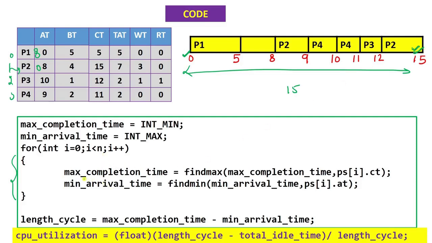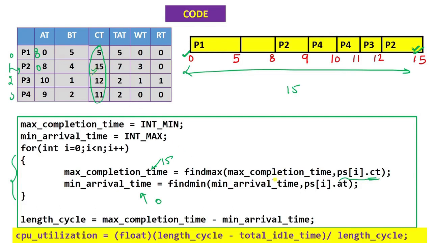So what we have done, we have taken two variables, maximum completion time and minimum arrival time. These two variables will be storing the maximum completion time, which will be 15, and the minimum arrival time, which will be 0. You can use the concept of finding the maximum in the array and minimum in the array. This ps[i].completion is like this array, and from this array you are selecting the maximum completion time. So maximum completion time is this 15.